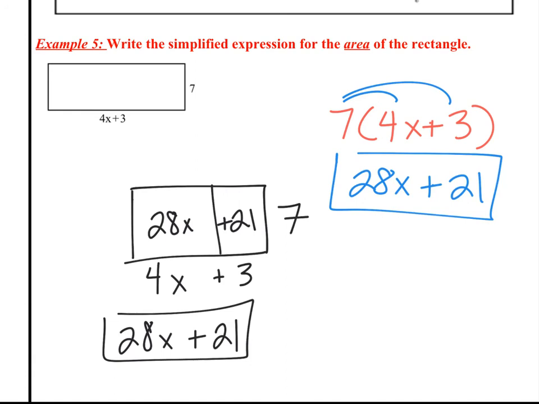Just make sure that the singular number, when you're doing distribution, so the 7, has to go on the outside of the parentheses like this. The one with 2 terms or more needs to go on the inside of the parentheses.